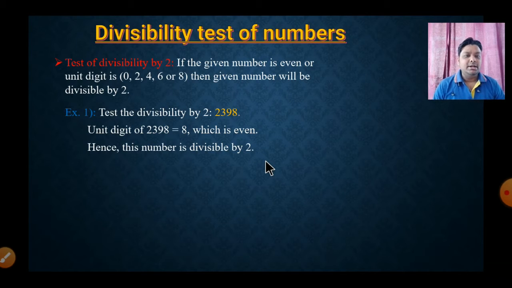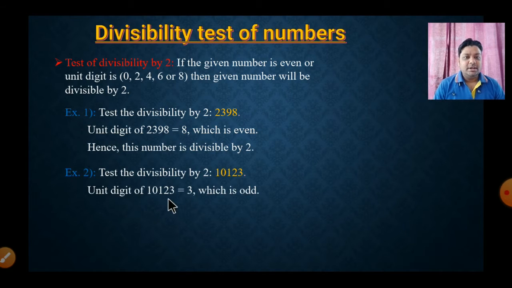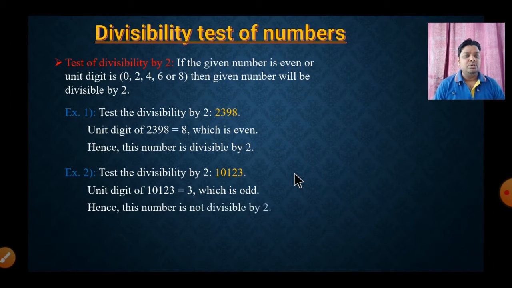Okay, let's check one more question here. Now here we have to test the divisibility by 2 again, but here the number is 10123. Again we will check by the same method. We can see that the unit digit of 10123 is 3, which is odd. It is not an even number. Okay, students, so if it is odd, it is clearly not divisible by 2. So we can say that hence this number is not divisible by 2.